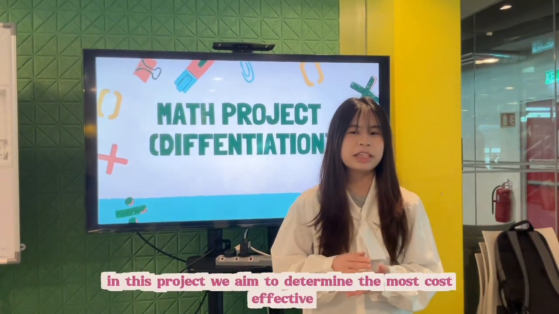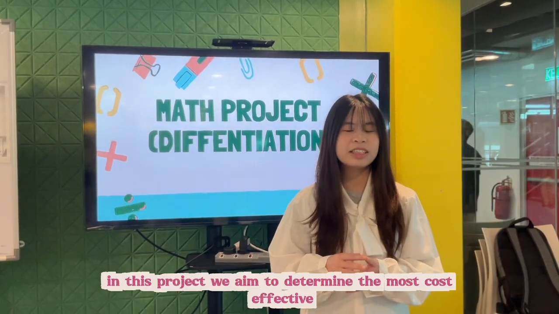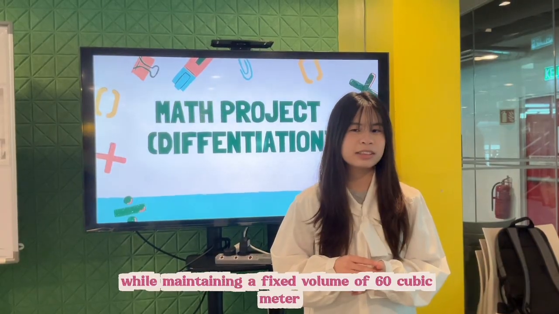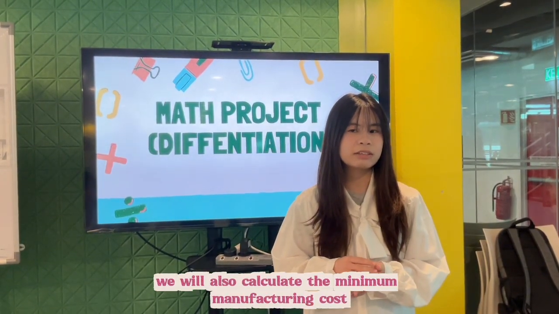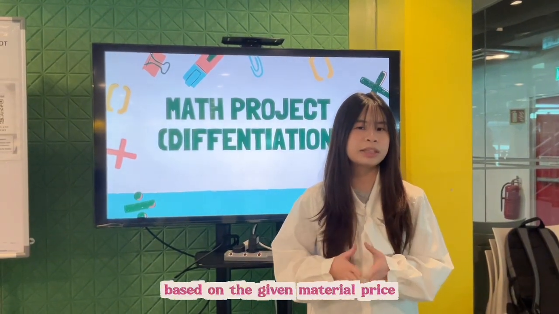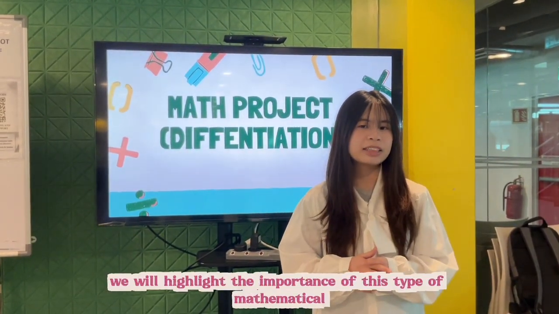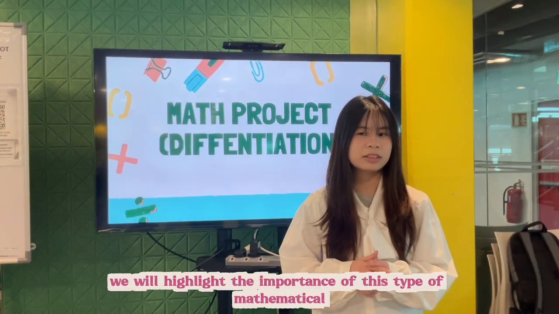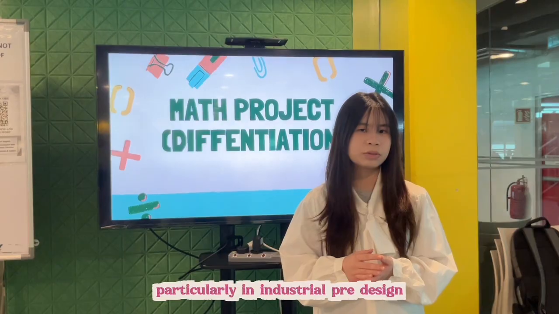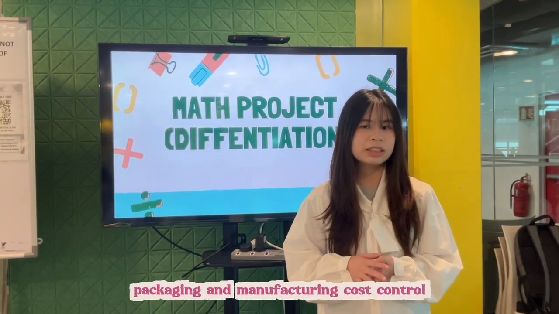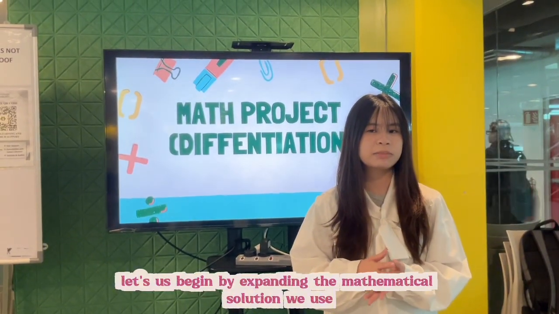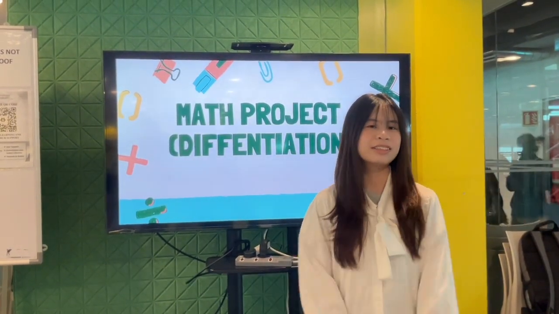In this project, we aim to determine the most cost-effective dimension of the container while maintaining a fixed volume of 60 cubic meter. We will also calculate the minimum manufacturing cost based on the given material price. Furthermore, we will highlight the importance of this type of mathematical optimization in real-world application, particularly in industrial design, packaging, and manufacturing cost control. Let us begin by explaining the mathematical solution we use.